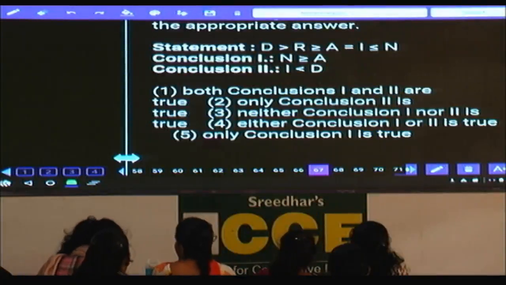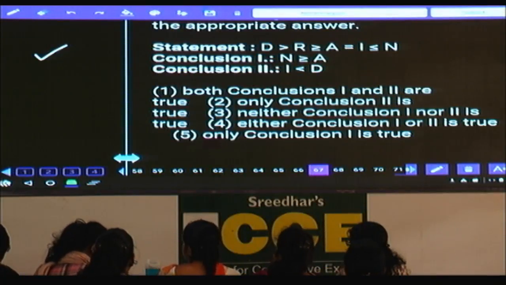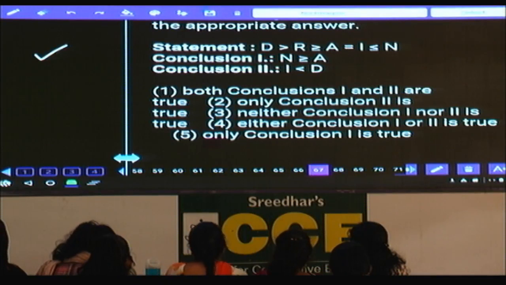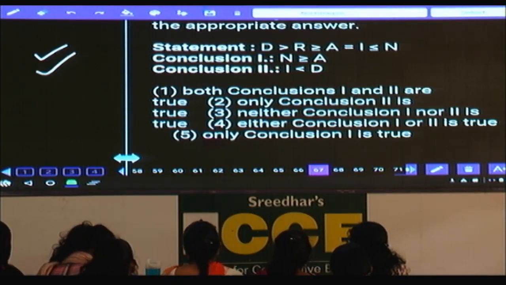n greater than or equals to a, definitely true. And the relation between d and a, d greater than a, so a lesser than d. Both 1 and 2, that is choice 1.